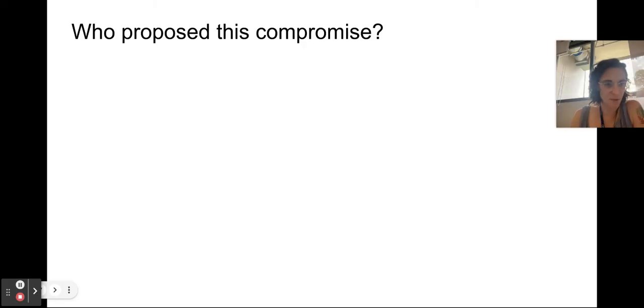Who proposed this compromise? It was actually proposed by the North because the South was refusing to join the United States and to sign the Constitution and become a part of this one country. And so they said, we've got to meet them somewhere in the middle with this compromise that we're going to count 3 out of 5, 3/5 of their black enslaved population. So they still have some counted, but not all of them.